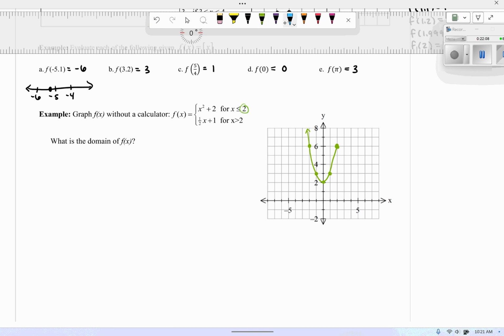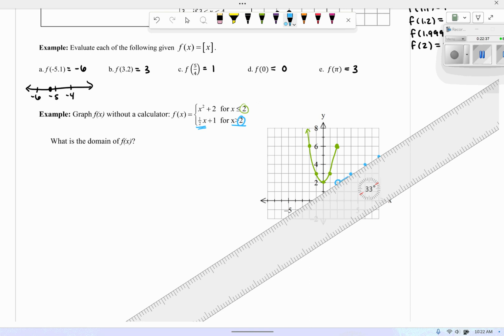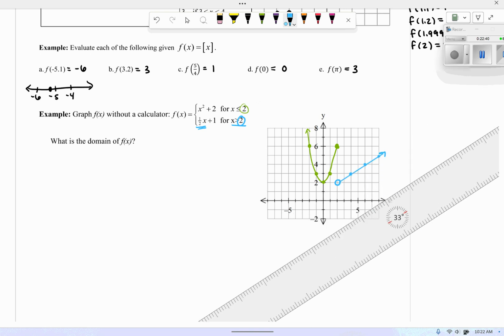And then for the next equation, we have 1/2 x plus 1 for x values greater than 2. So if I start again with my turning point at 2, 2 times 1/2 would be 1, and 1 plus 1 is 2. So we have 2 with an open circle because it's not equal to, and I'm going to use this slope to help me graph this. So we're going up 1 over 2, up 1 over 2, up 1 over 2, and then we're going to use that ruler to connect those points. And so that gives me my piecewise graph, and then it's asking to find the domain.